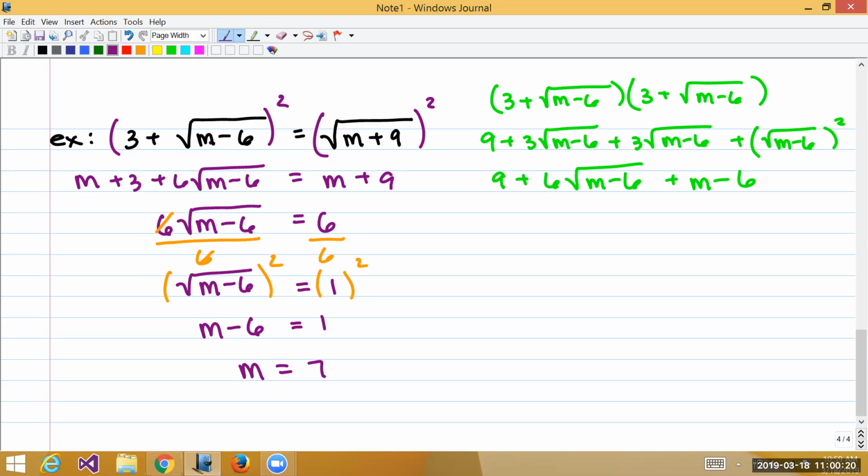So the left side is 4. And on this side, if we put 7, 7 plus 9 is 16. Square root of 16 is 4. It works. So our solution set here is 7.